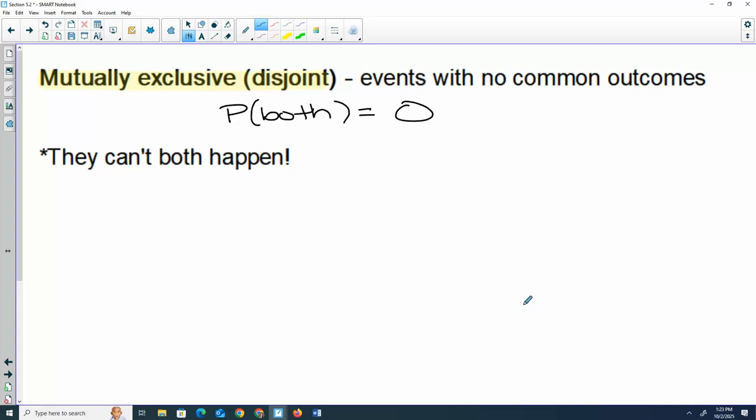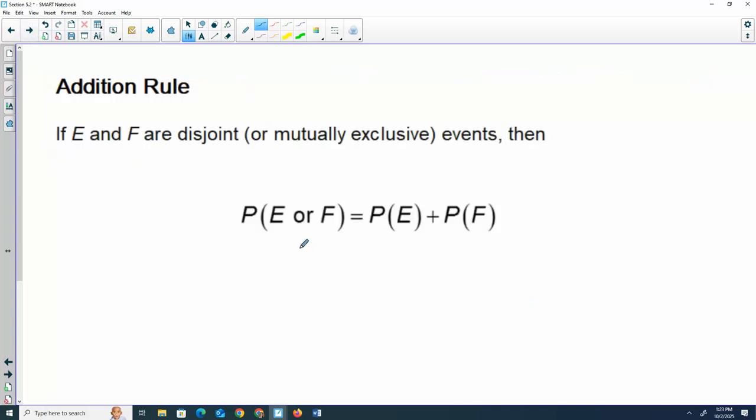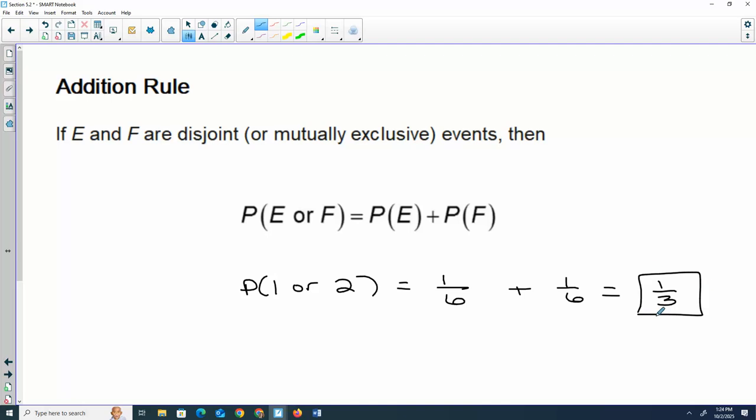If we have disjoint events, then we can find the probability of one or the other just by adding our probabilities. Okay, if I'm thinking about rolling my dice, if I want the probability of getting a 1 or a 2, can I get both a 1 and a 2 on the same roll? No. What's the probability of getting a 1? What's the probability of getting a 2? So if I add those together, 2 out of 6, or there's a 1/3 chance that I will either get a 1 or a 2.